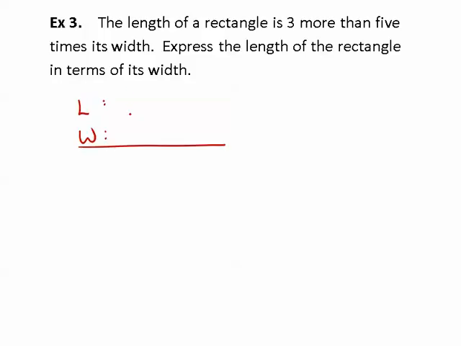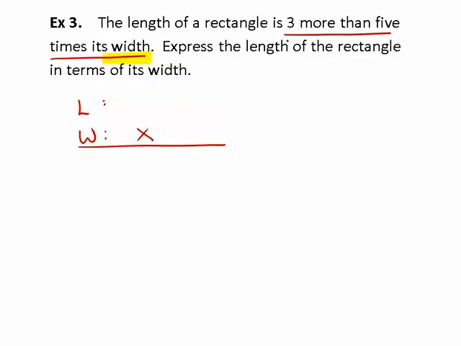So again, this is called a list or a chart. With the first sentence, the one we know the least about is the width. So we're going to let X represent the width. It says the length is, which means it's equal to, 3 more than 5 times the width. So how do we say 3 more than 5 times the width, which is X?